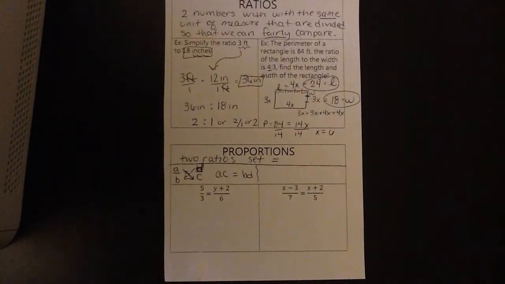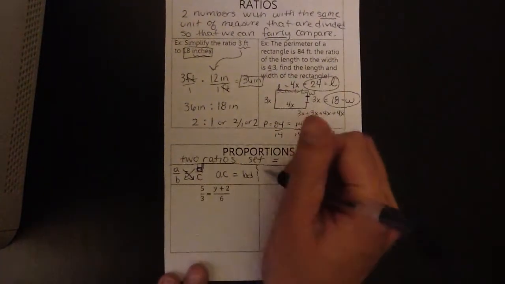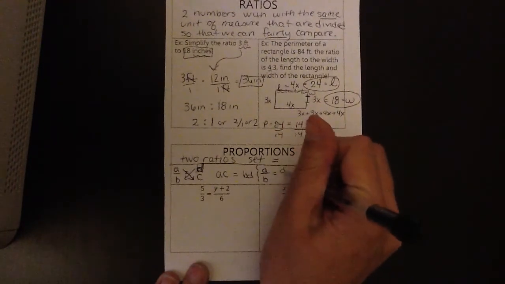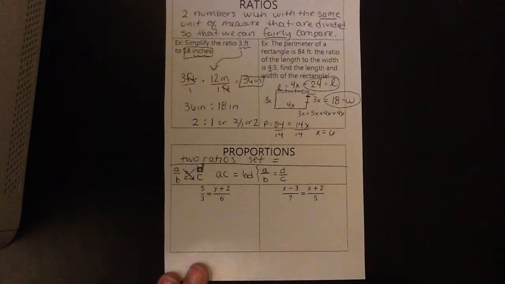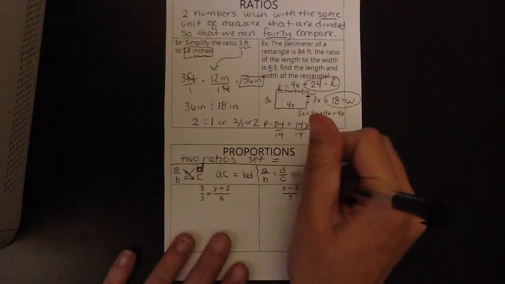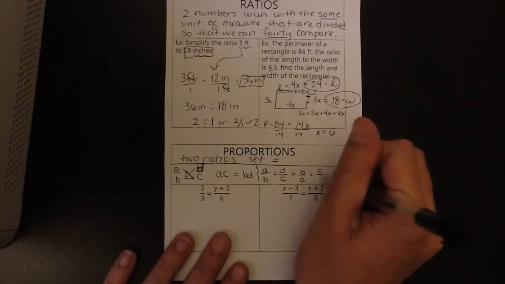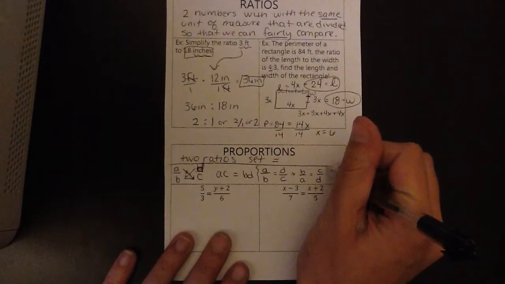I can also do reciprocals. So if I have A over B equal to D over C, I can simply flip both and that will still be equal. So you could change this to B over A and C over D, and that's still equal.